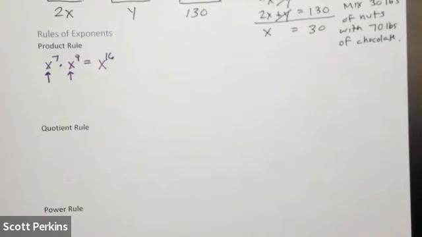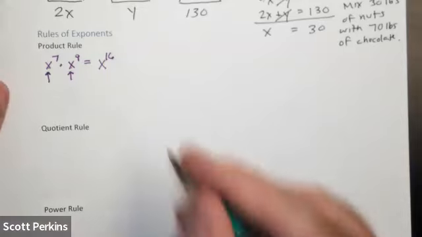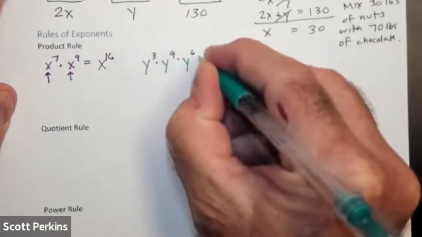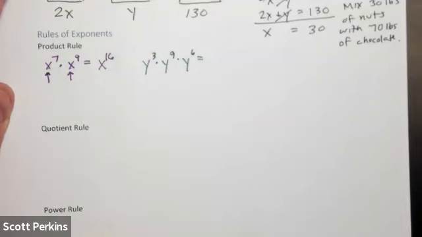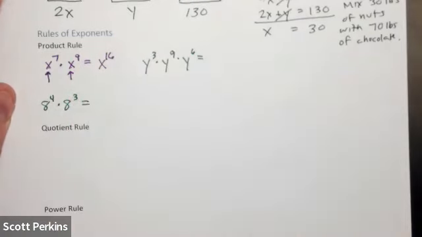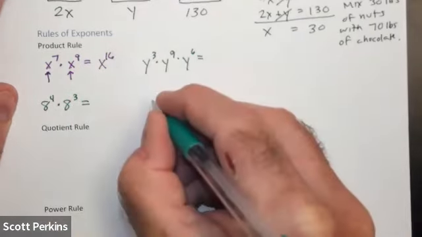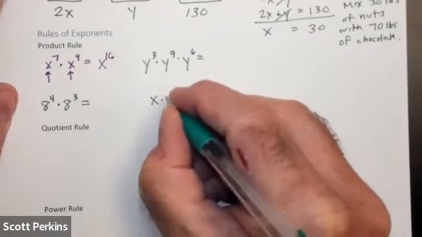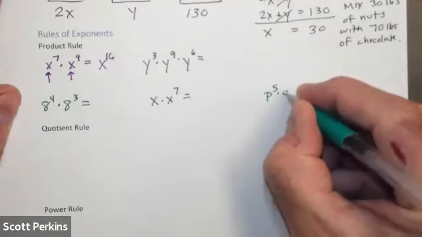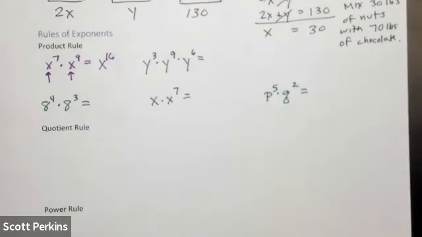So I'm just going to write down a couple problems that I want you to do just to kind of refresh your memory about this product rule. So here's the first one. I've got y to the 3rd times y to the 9th times y to the 6th. What is that equal to? The next one is going to be 8 to the 4th power times 8 to the 3rd power. What is that equal to? Actually, I got two more. I've got x times x to the 7th. What is that equal to? And then one last one, p to the 5th times q to the 2nd. What is that equal to? I have a purpose for each of those problems that we're going to go through.